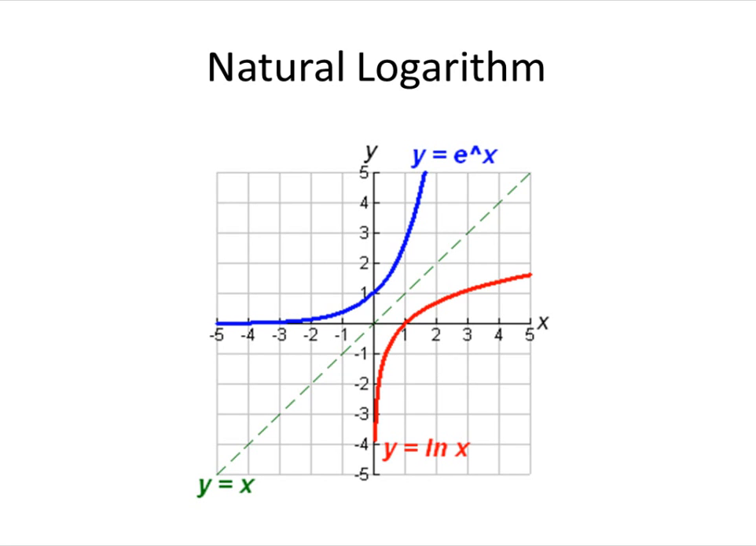Now again, here's a couple graphs. The graph of the natural log is the inverse of the exponential e to the x. Again, the curves are reflections over the line y equals x, as we would expect any inverses to behave like that. So we still have that vertical asymptote at 0. We still have that y-intercept at 1.